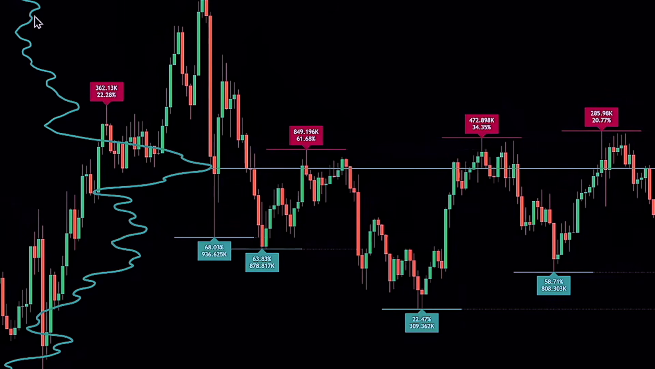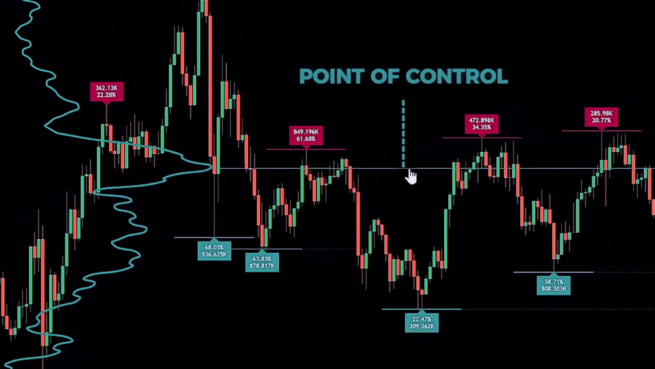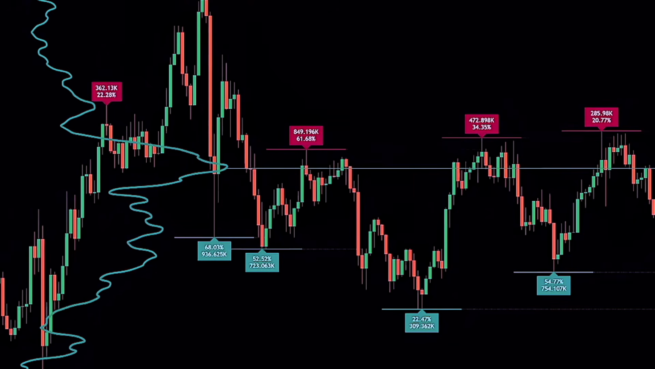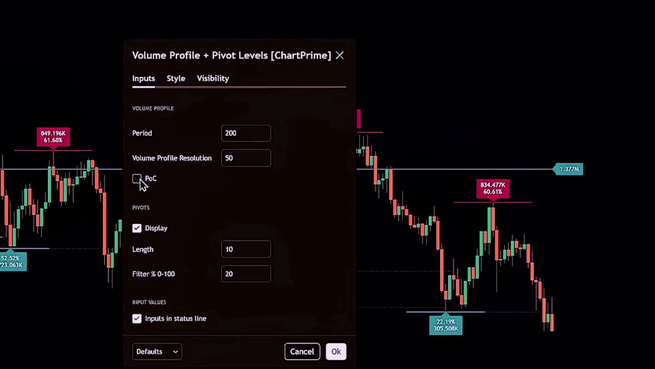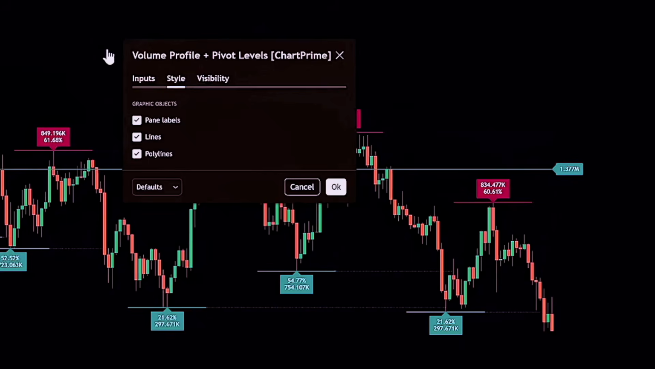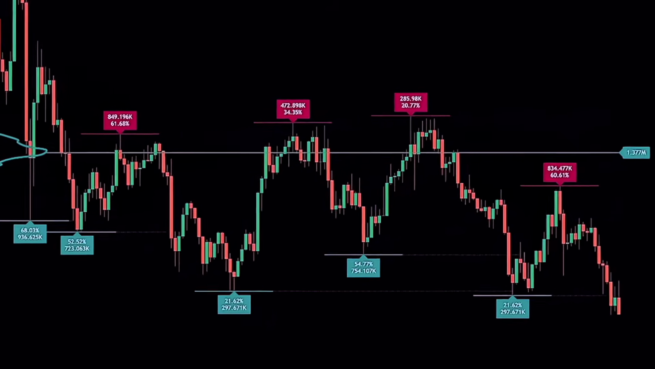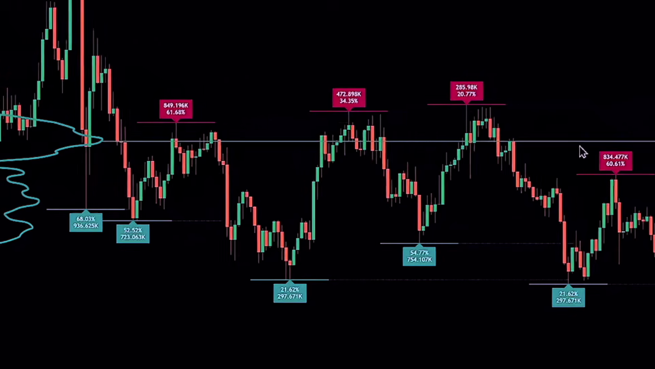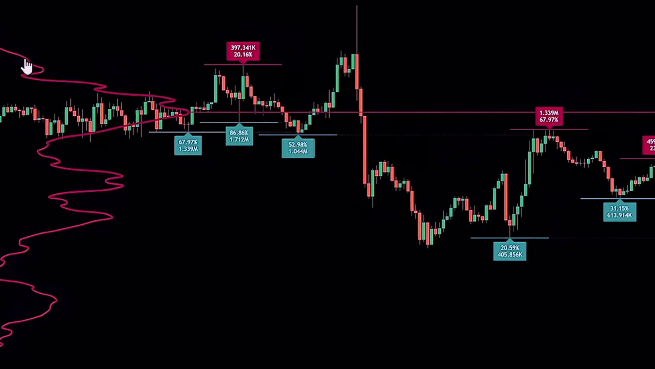Inside that profile, you've got the POC, the price level with the most volume in the window. It's marked with a line stretching to the latest bar, tagged with a label showing the exact volume. Don't want it? You can hide the POC in the settings. You'll notice the profile shifts between teal and maroon colors. That's the delta coloring at work, tracking buy versus sell volume over the period. Teal means buyers are in charge, maroon means sellers are running the show.